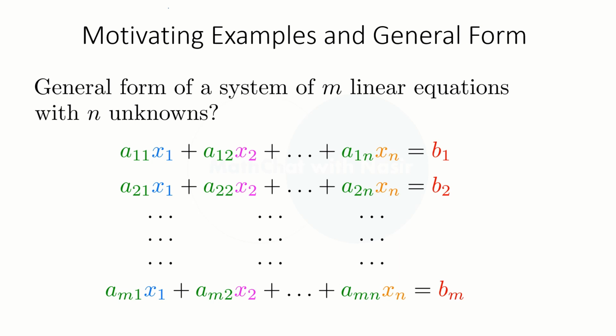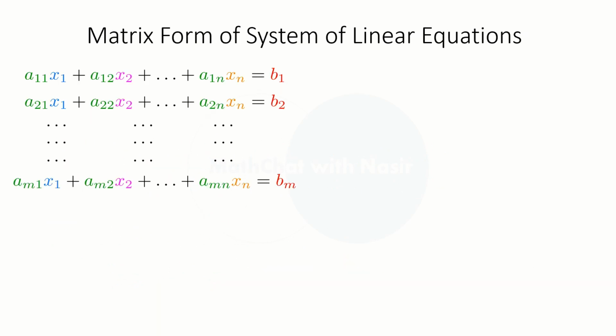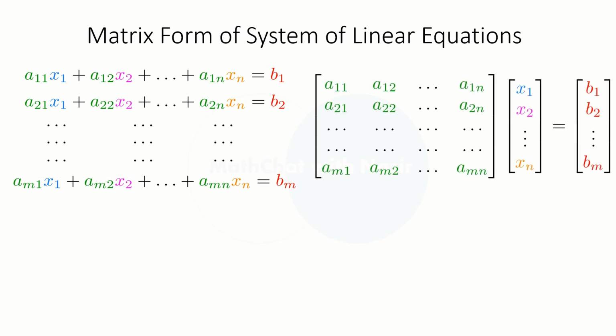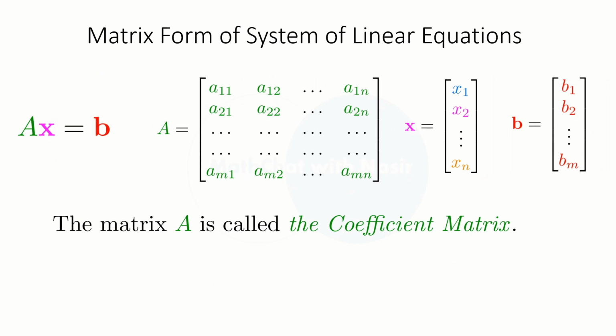We can write a system of linear equations in a compact form using the summation notation. A system of linear equations can also be expressed in a matrix form. The unknowns and the constants on the right hand side of the equations are arranged in column vectors and the coefficients are arranged in a matrix form. The multiplication of the ith row of the coefficient matrix with the column vector of the unknowns is equal to the ith equation. We can write the whole system of linear equations as Ax equal to b. The matrix A is called the coefficient matrix.